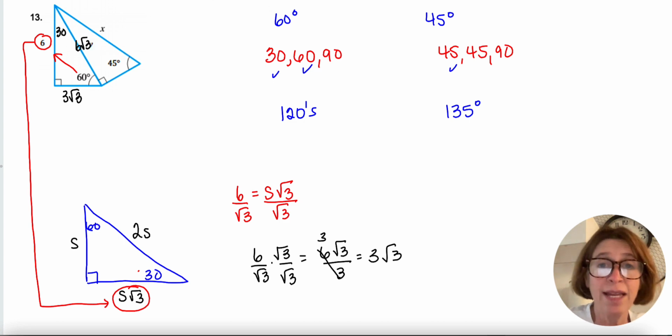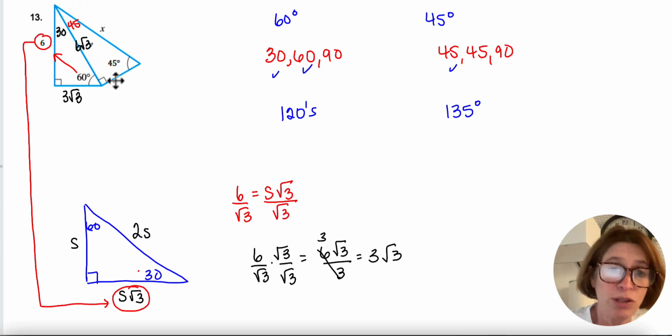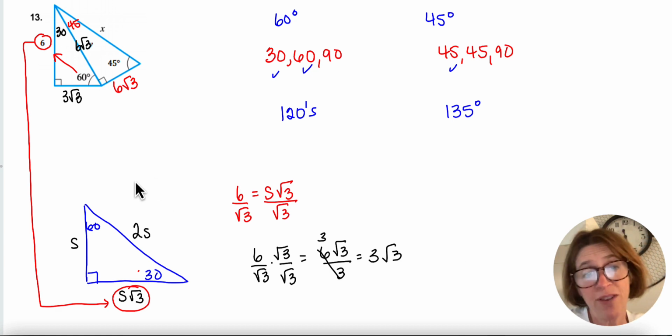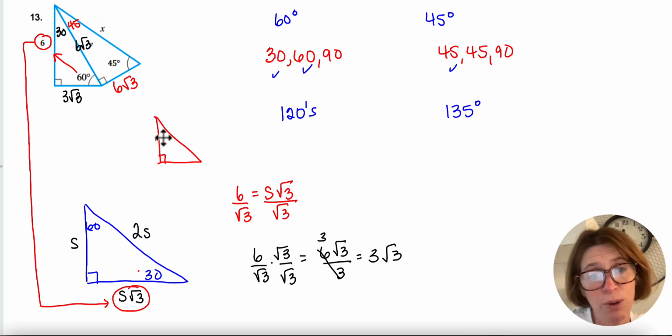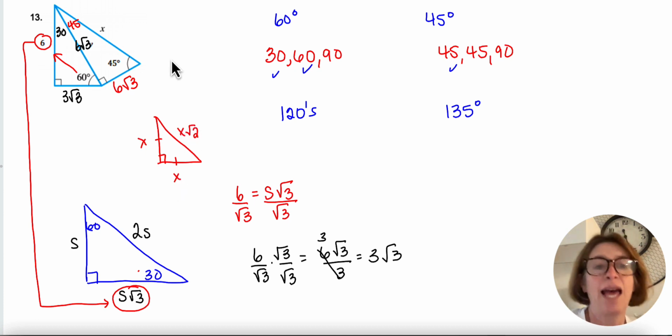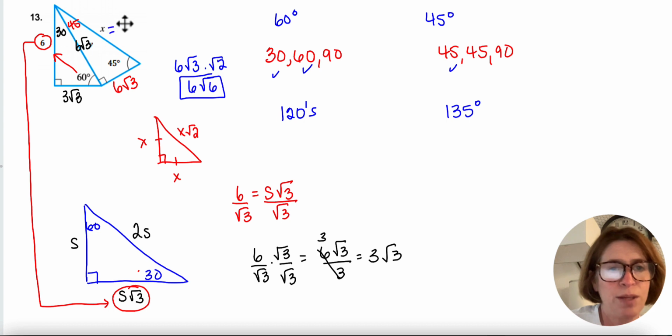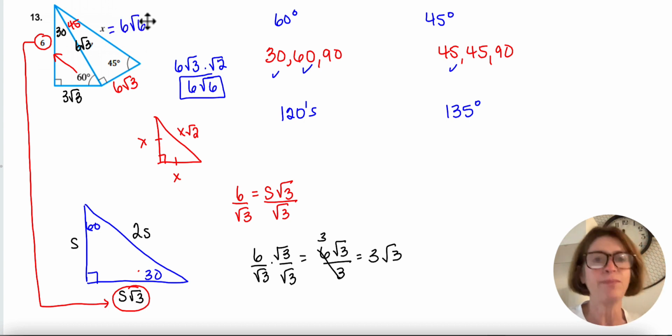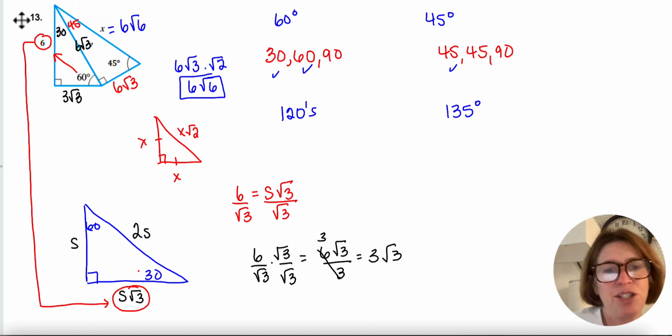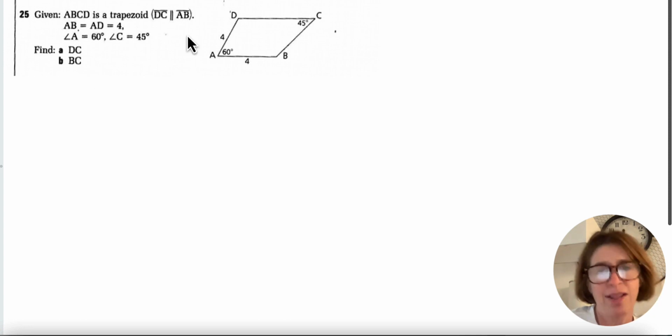Now, moving to the right, we can see this is a 45, 45, 90 triangle. We know the legs are equal, so this would be 6 root 3. In a 45, 45, 90 triangle, the legs are both x and the hypotenuse is x root 2. So we take the legs and multiply them by root 2. If I take 6 root 3 and multiply it by root 2, I'm going to get 6 root 6. So x would be equal to 6 root 6. I thought that one was a little bit challenging, but hopefully that gave you some insight.